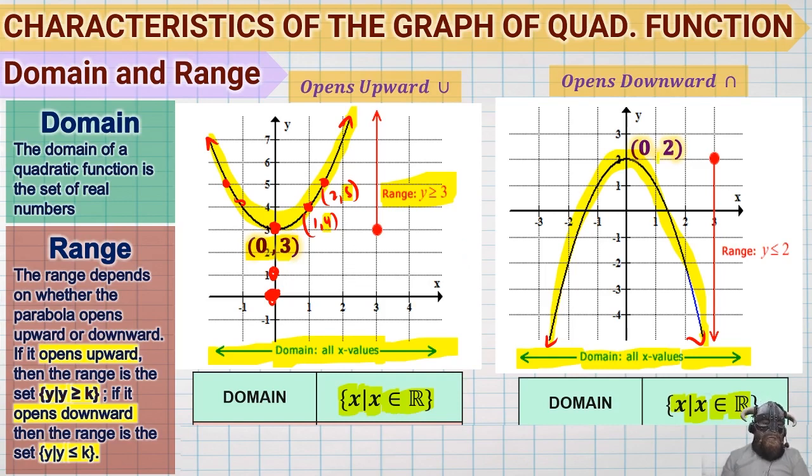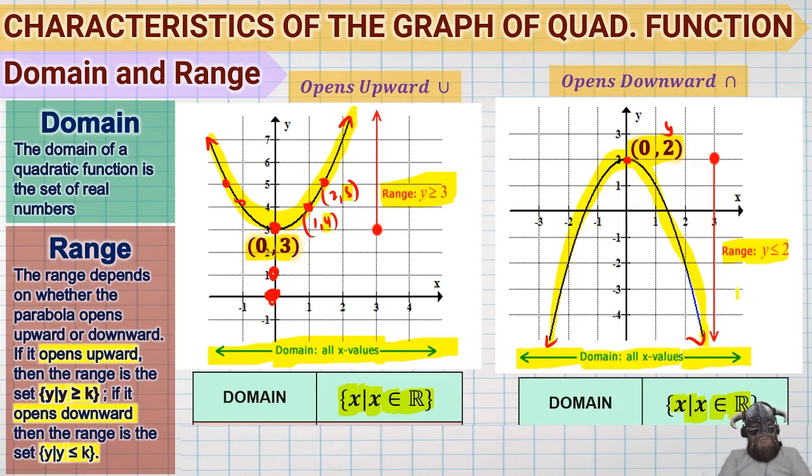Kapag naman yung parabola mo is opening downward, simula dun sa vertex, in this case, we have positive 2 as the value of our y. From there, pababa naman siya. So, the set of y values in this given parabola is going down. Ano, yung direction niya pababa. That means your range is y is less than 2. Pababa siya. From the vertex, y value is 2, pababa.